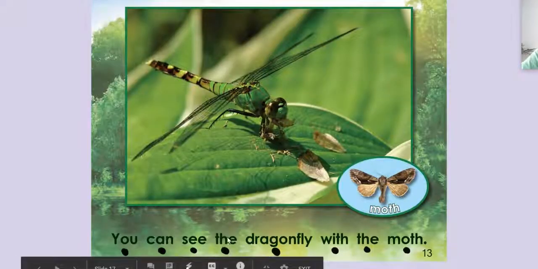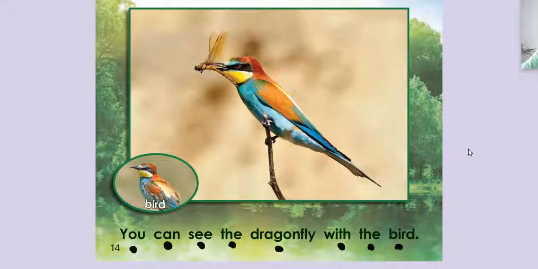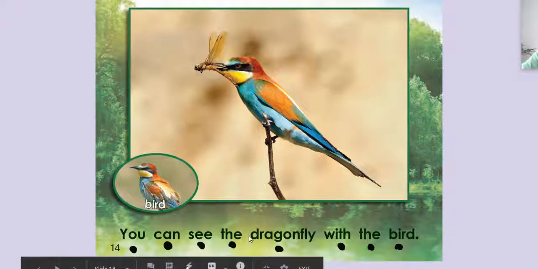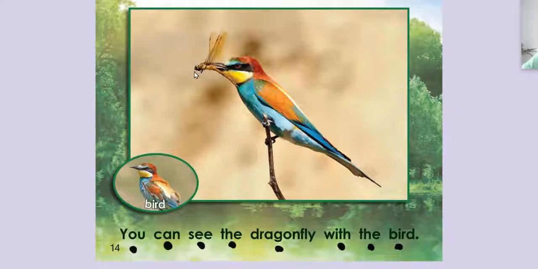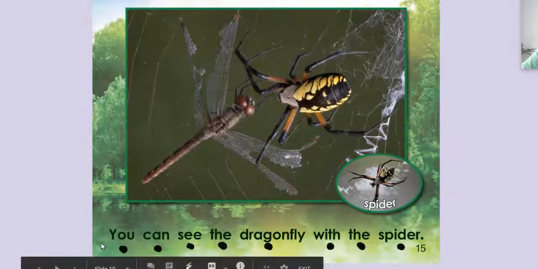You can see the dragonfly with the moth. He totally ate that moth. And that dragonfly eats a lot of different things, right? You can see the dragonfly with the bird. So who eats the dragonfly here? The bird. Who's doing the eating? The bird. I guess here we have a standoff. This is a spider. You can see the dragonfly with the spider.